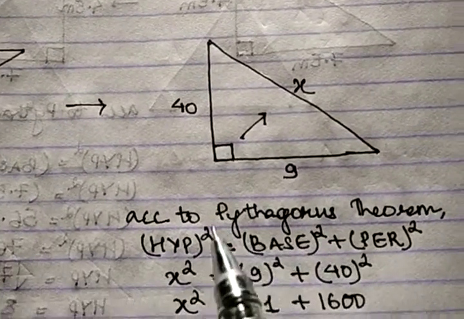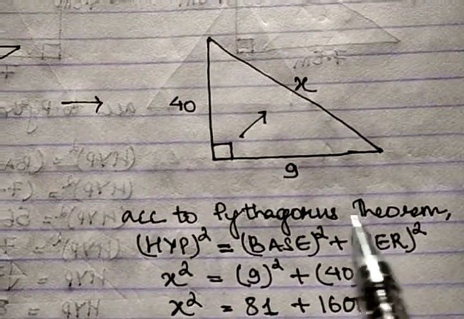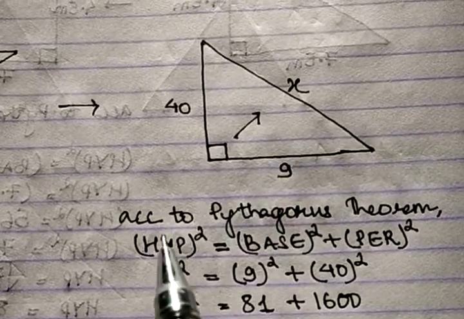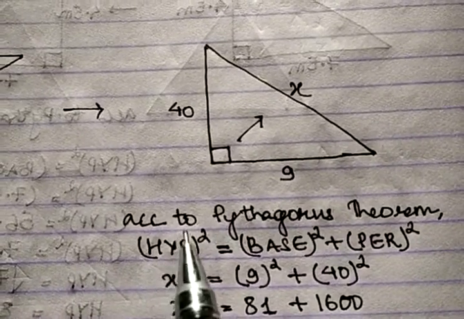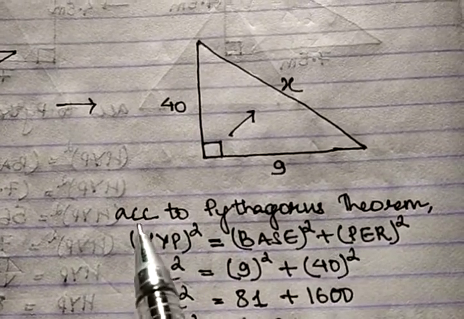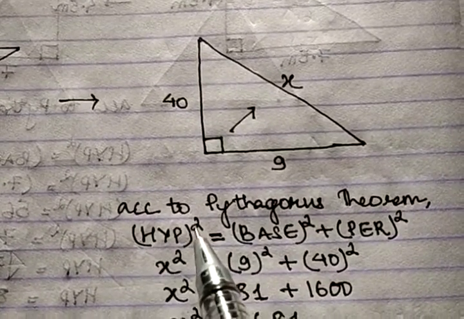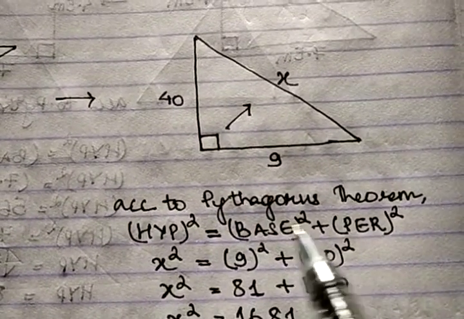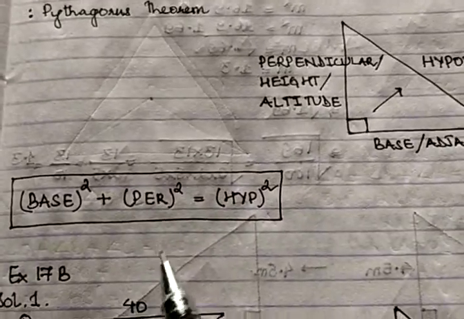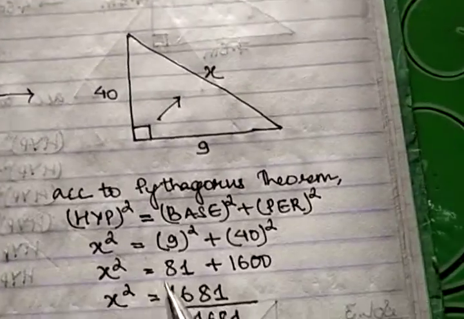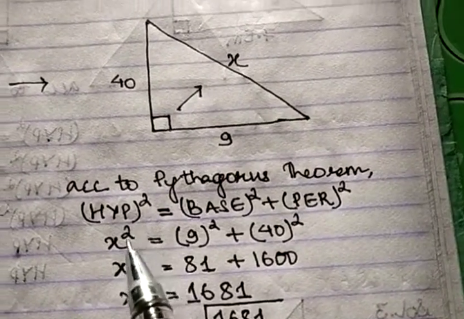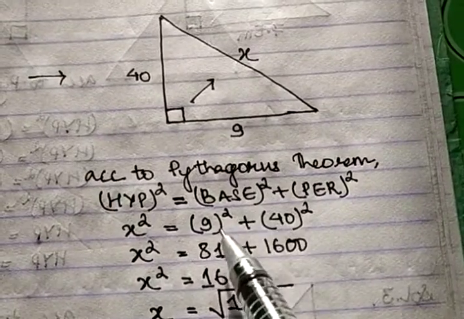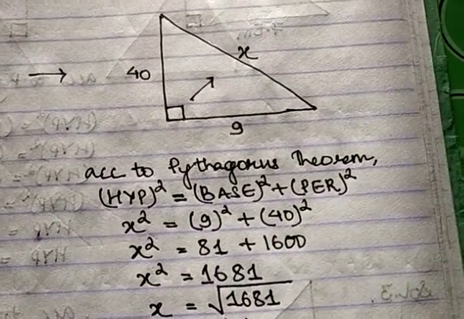Now, every time you deal with the right angle triangle and you deal with the sides of the right angle triangle, Pythagoras theorem will be applicable, and you have to write this way. According to Pythagoras theorem, hypotenuse square equals base square plus perpendicular square. It's the same thing, isn't it? Hypotenuse was given in terms of x, so x square equals base was given as 9, so 9 square plus perpendicular is 40, 40 square.